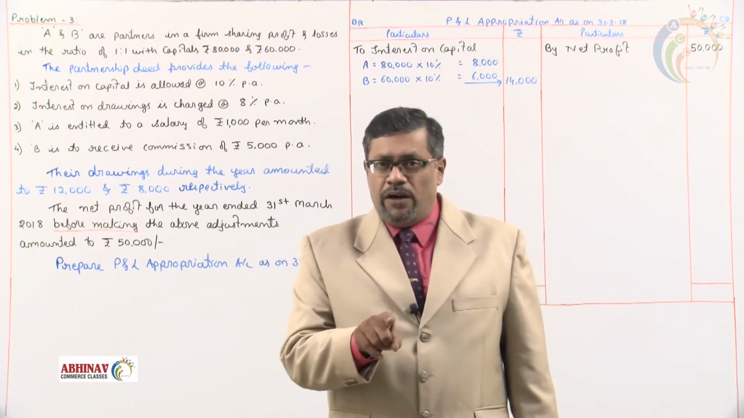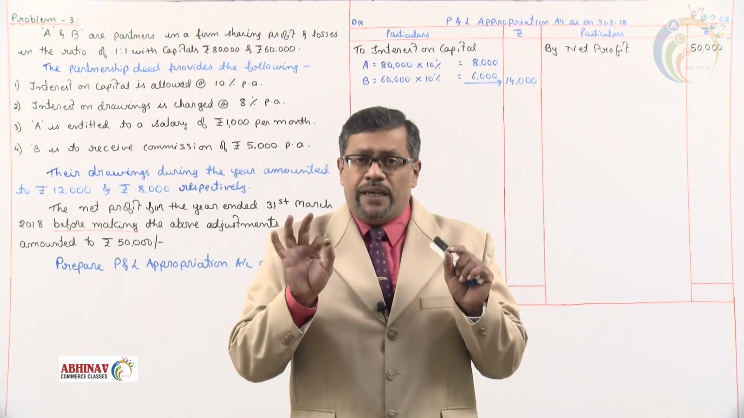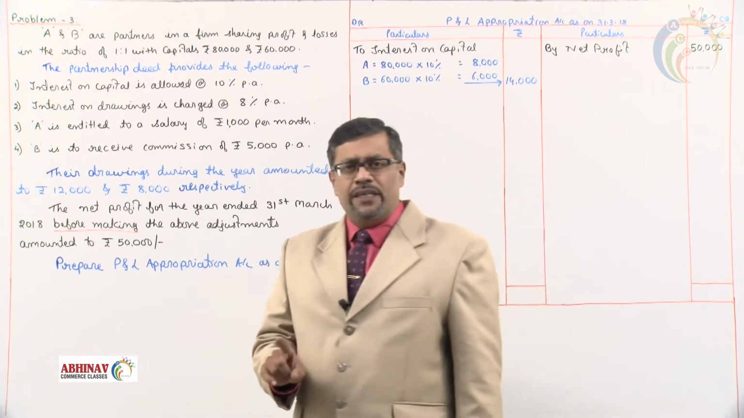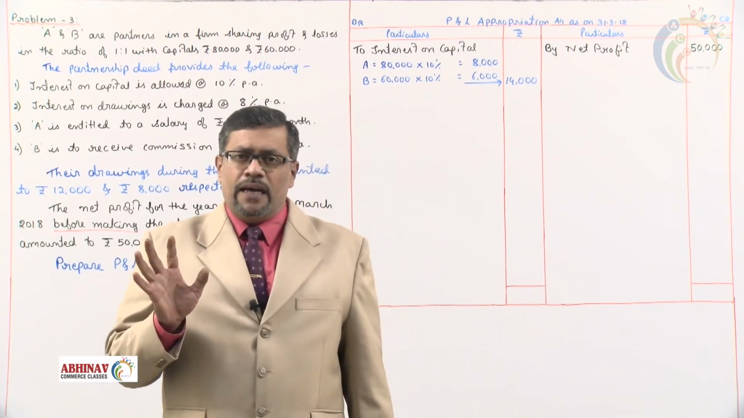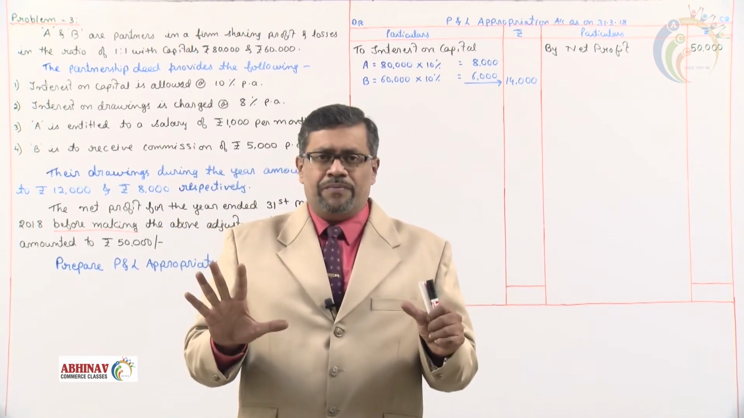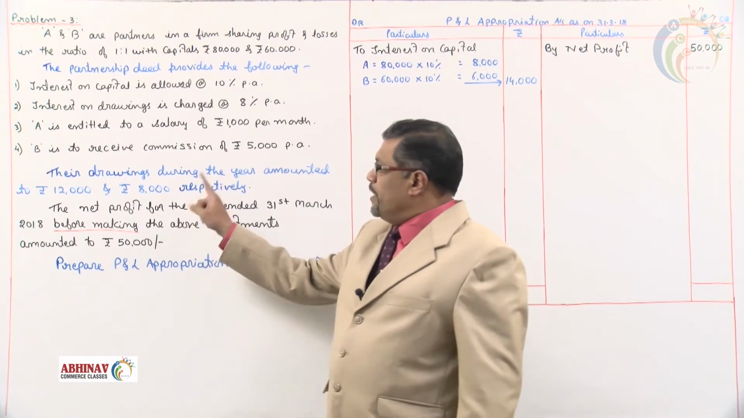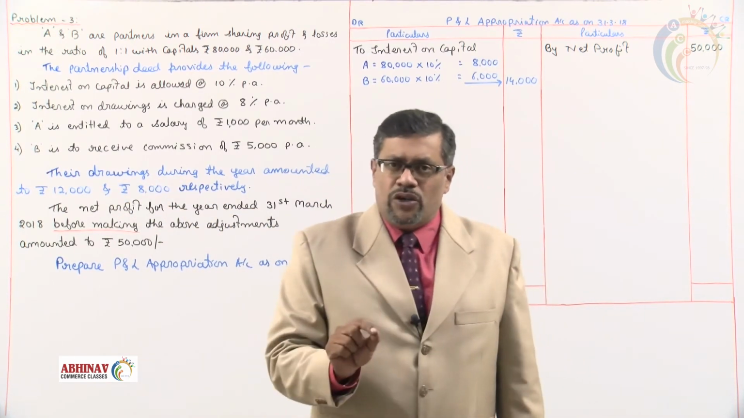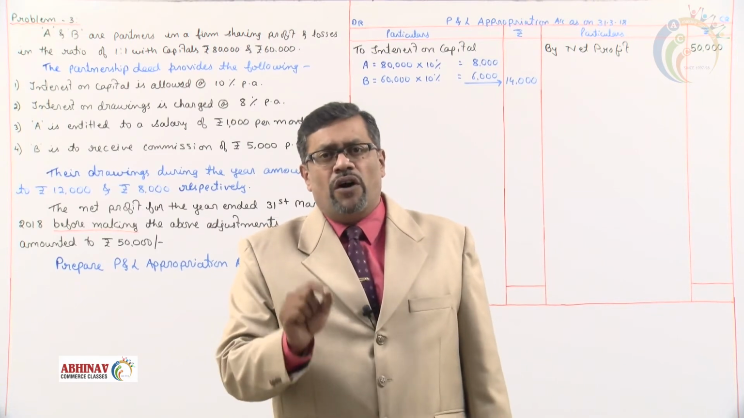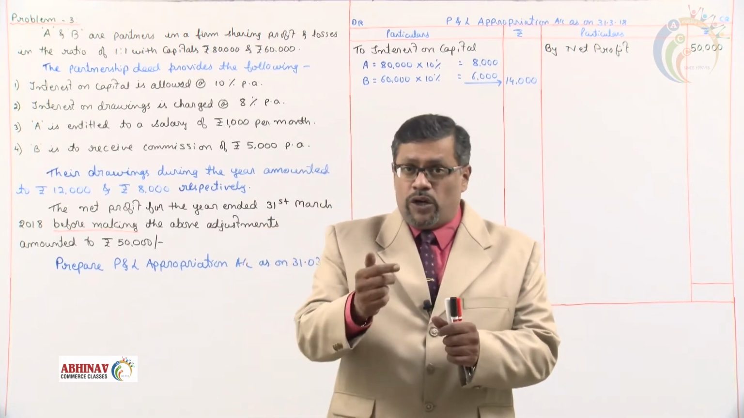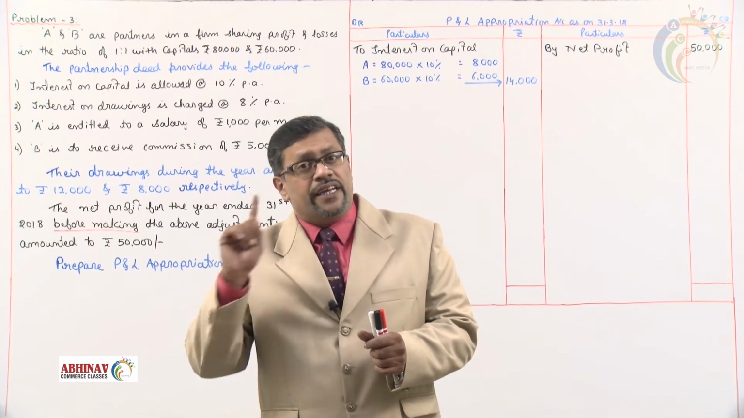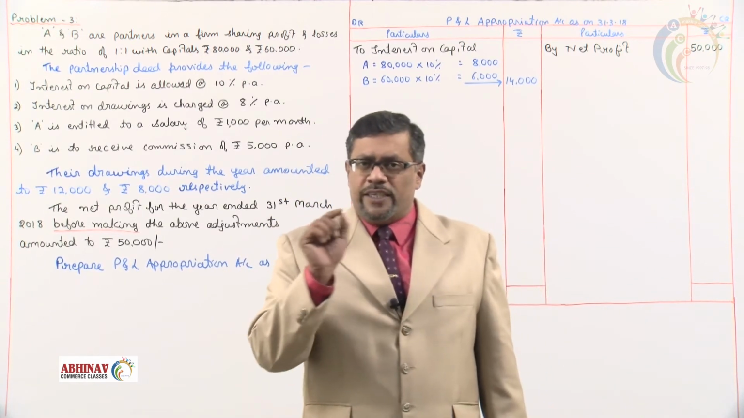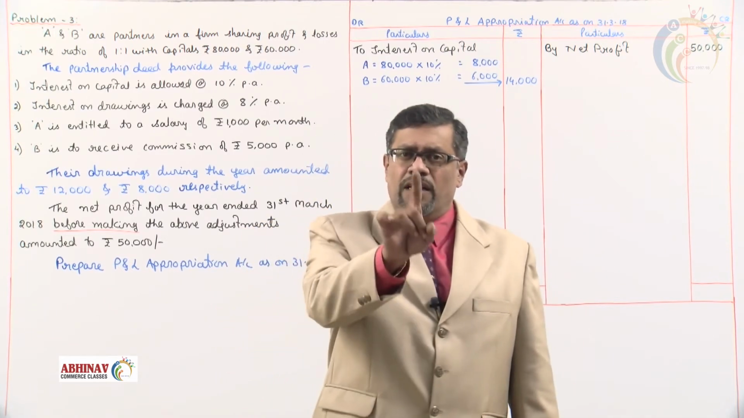When the date is not given, remember one. When the date of withdrawal is not given, interest on drawings is calculated for an average period. Average period means 6 months. I repeat, when the date of withdrawal of these drawings is not given, interest on drawings is always calculated for 6 months. And this interest on drawings, we'll be learning in the next sessions in detail. For the time being, you just remember that when the date of withdrawal is not given, interest on drawings is taken for 6 months.